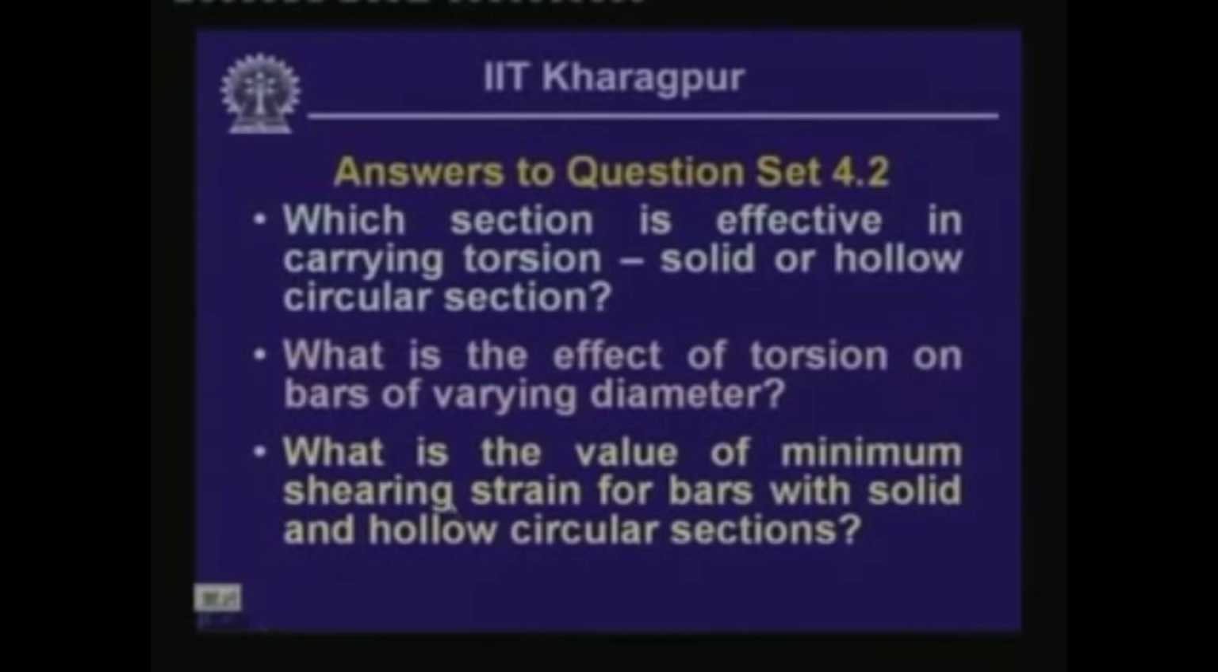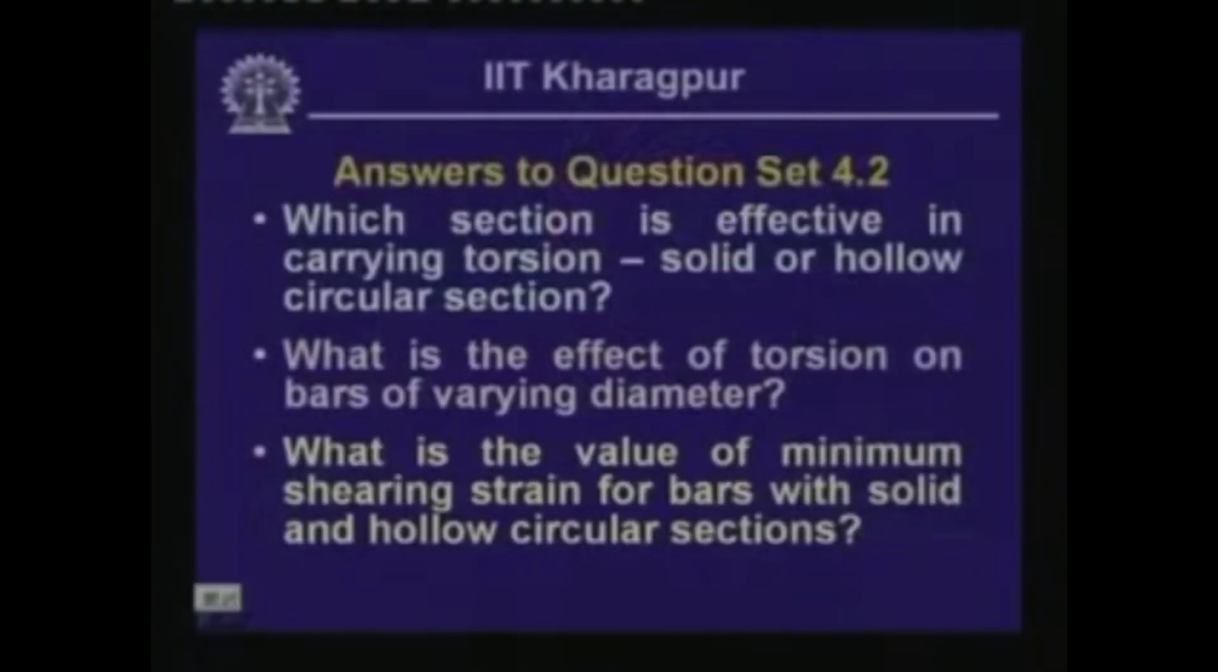Well, now the second question was: what is the effect of torsion on bars of varying diameter? So long we were looking into a bar of uniform diameter subjected to a twisting moment, and what is the effect of such a twisting moment on stresses and deformations. Also, we have looked into a stepped shaft with varying diameter. Now, if we have a gradually varying diameter of a shaft, then what will be the consequences if it is subjected to a twisting moment? Let us look into that.